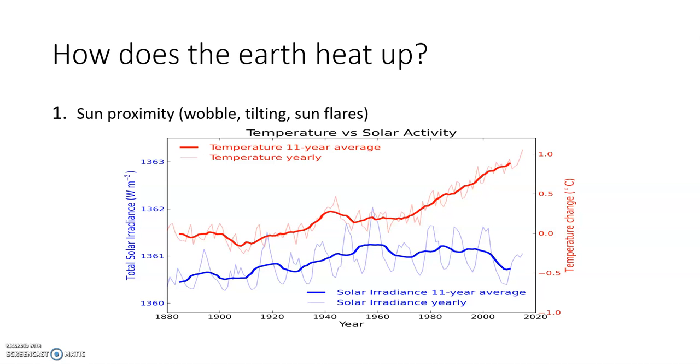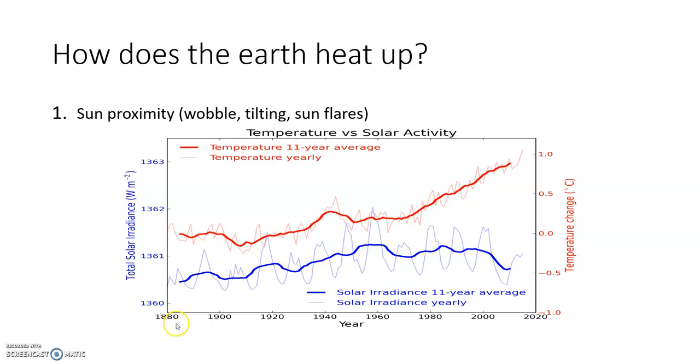One is the sun proximity. The earth, as it goes around the sun, will wobble at times. That has caused short warming periods. Another is the tilting of the earth. We talked a little bit about that with seasons, but it can also tilt, causing global warming. And then sun flares. These are bursts of energy on the surface of the sun. That energy can be transferred onto the surface of the earth.